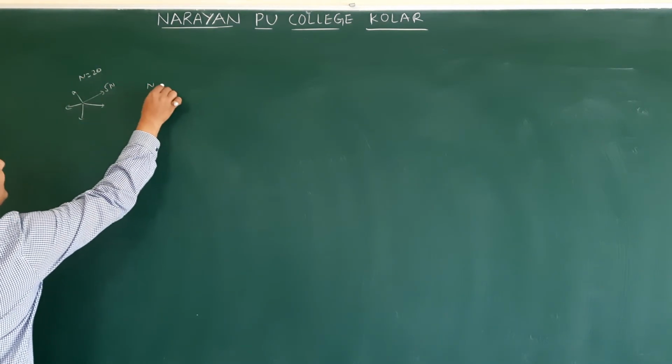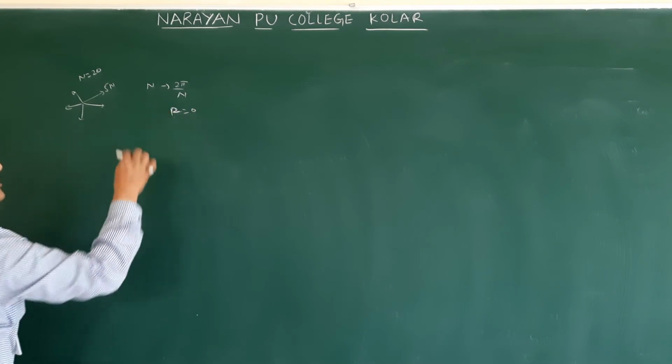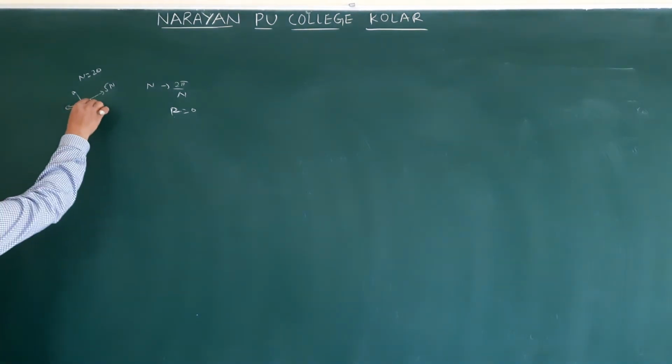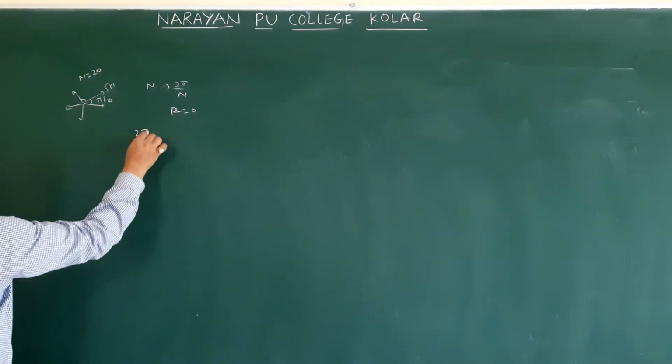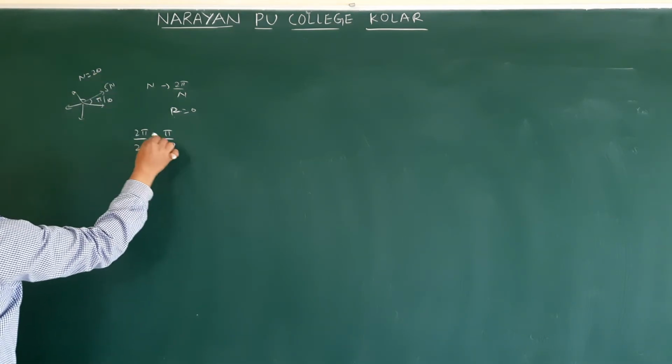So n is making 2 pi by n, then the resultant is 0. Now how much angle do they give here? 20 coplanar forces. Each force makes an angle of pi by 10. Angle how much? Pi by 10. Pi by 10 means 2 pi by n value how much? They gave 20. Therefore pi by 10.